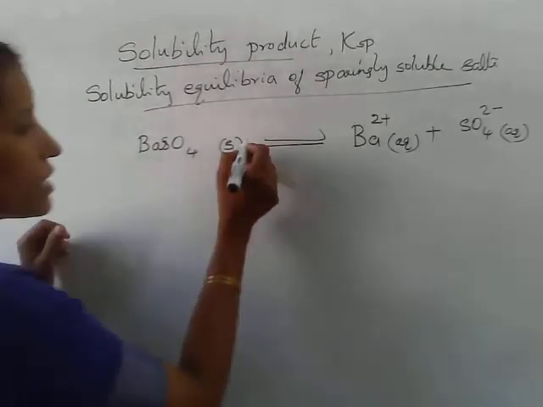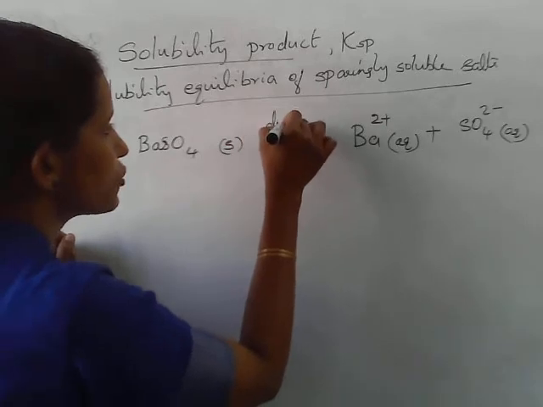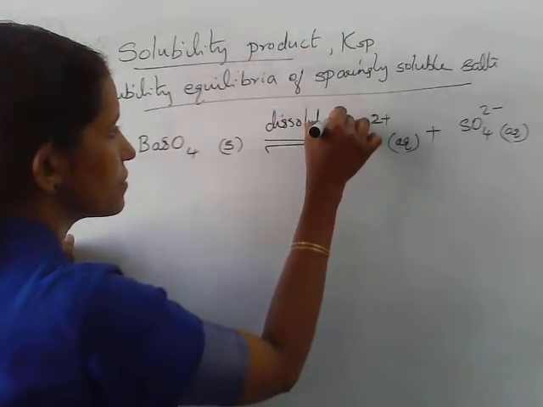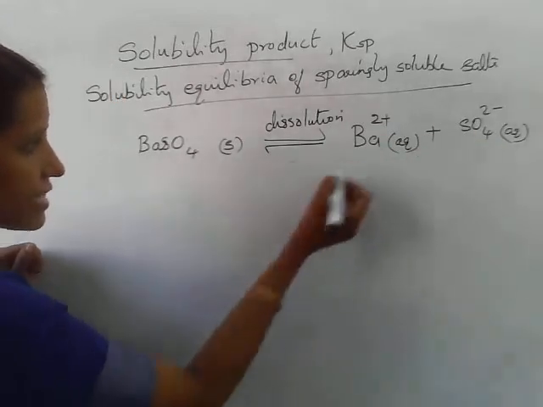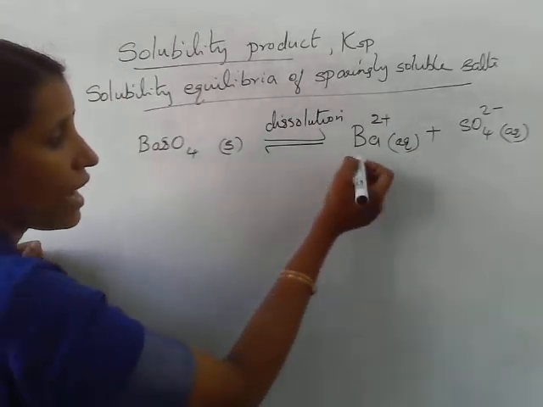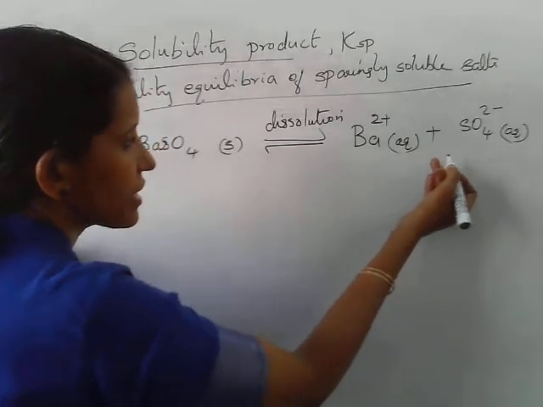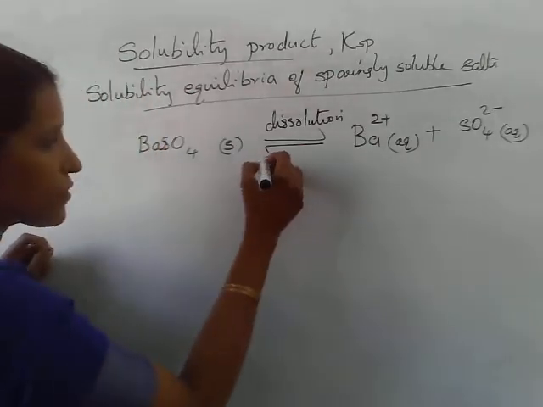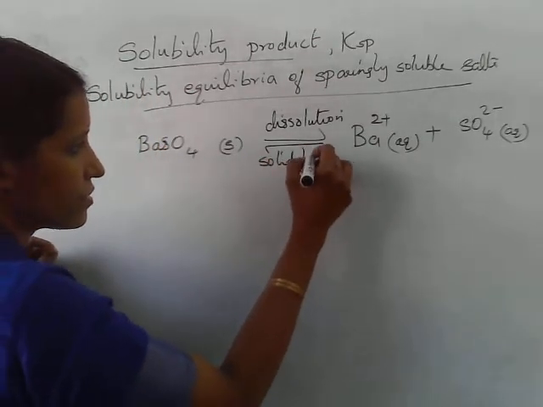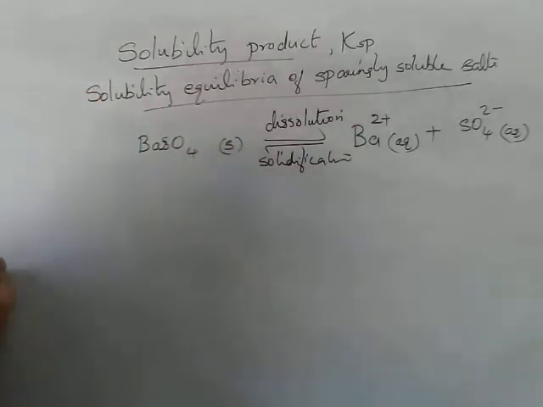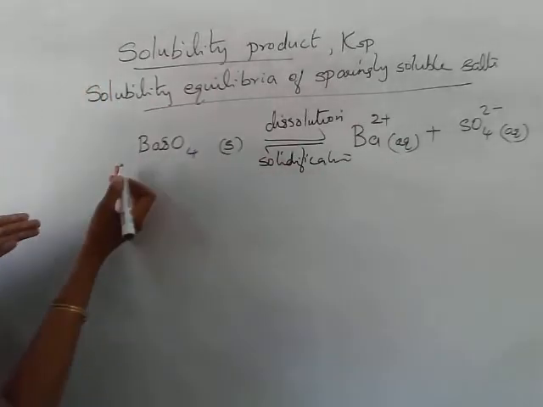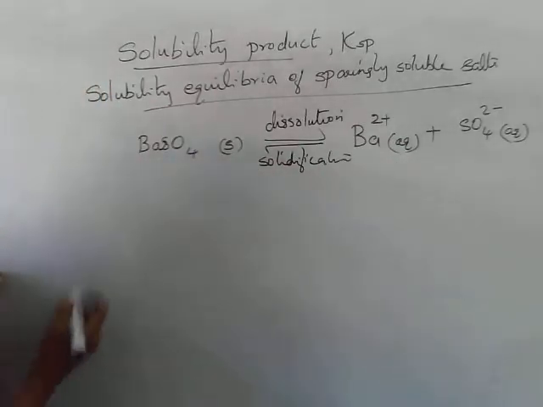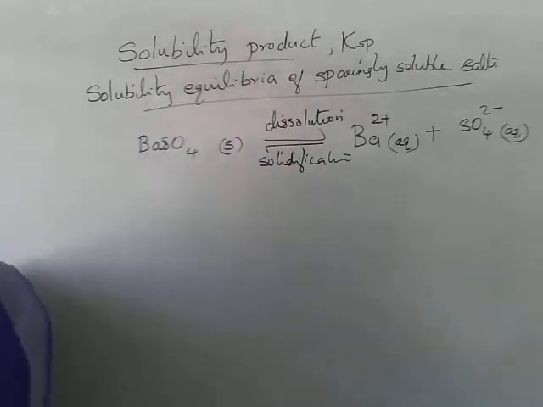The forward direction is dissolution, formation of the saturated solution, formation of ions. In the backward direction, the ions present in the solution get back to the solid state, that is solidification. The dissolved ions are converted back to the undissolved state. So there is an equilibrium between the two processes.